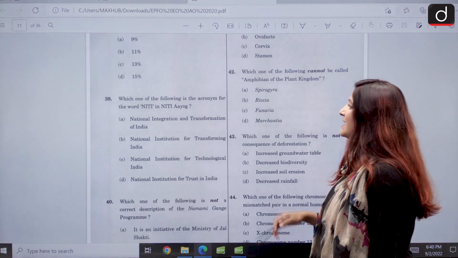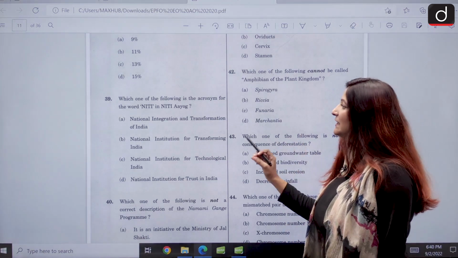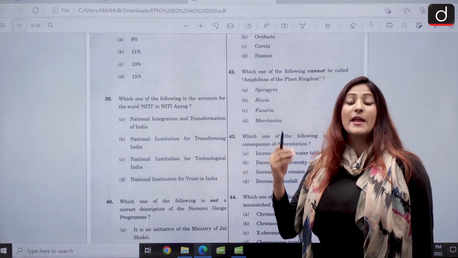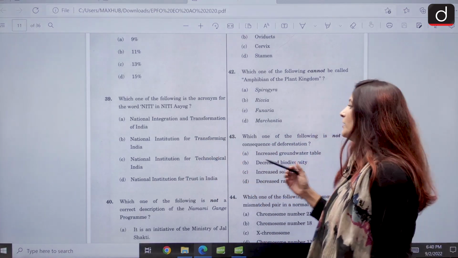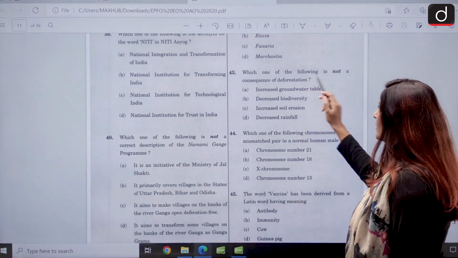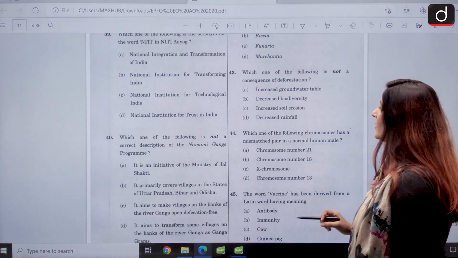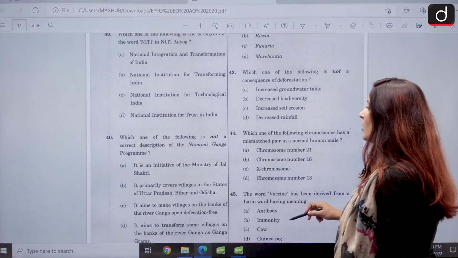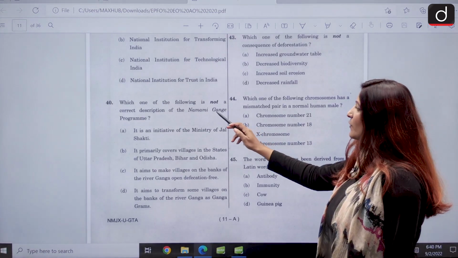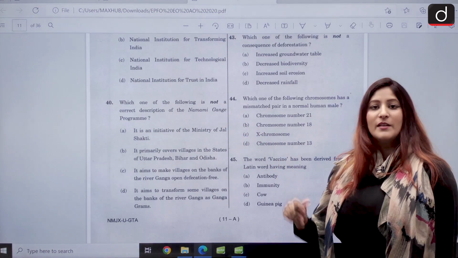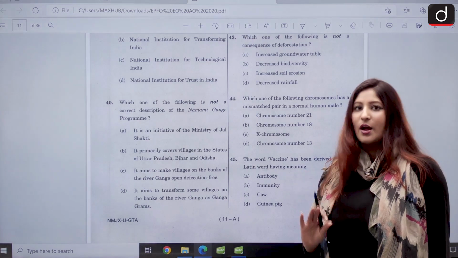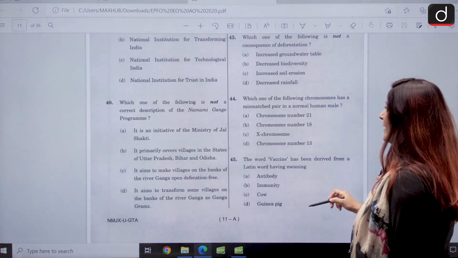Which of the following is the acronym for the word Niti in Niti Aayog? Current affairs, important institutes of India in polity, you can read about it. Which one of the following is not a consequence of deforestation? Environment and ecology. And here we have a question with respect to the Namami Gange program. Important programs such as these, you have to know the important information with respect to that.